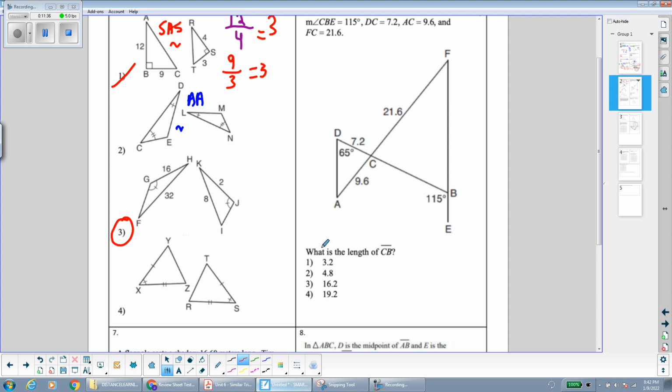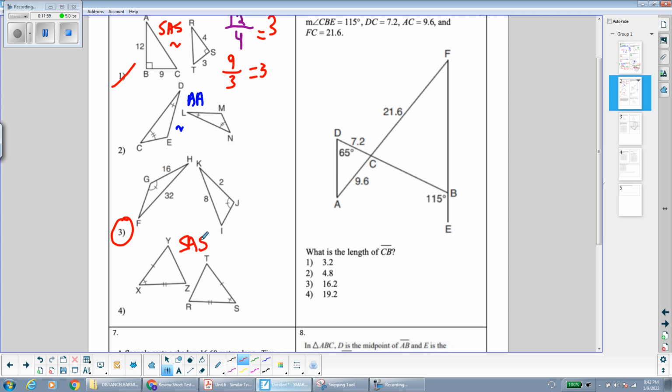Not AA, not SAS, not SSS. Nothing applies. These triangles are not similar to each other based on the information that we have. If we take a look at number 4, it shows us 2 pairs of congruent sides with a congruent angle in between. So these triangles are actually congruent by SAS.